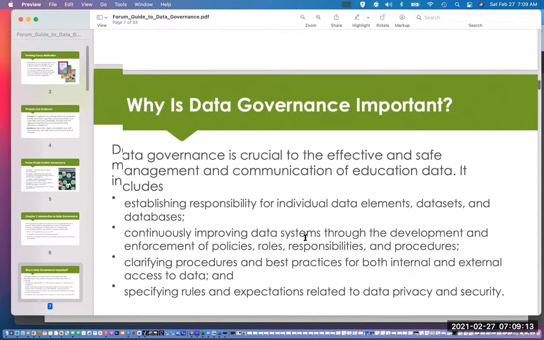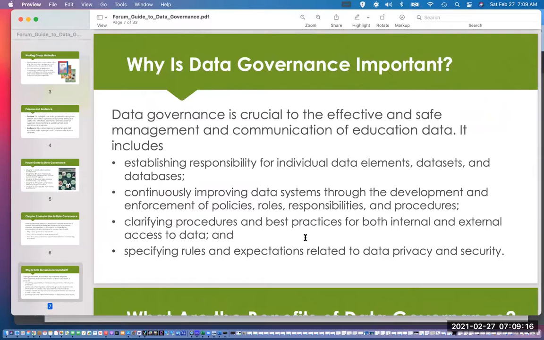Why is data governance important? Data governance is crucial to the effective and safe management and communication of education data. It includes establishing responsibility for individual data elements, datasets, and databases, continuously improving data systems through the development and enforcement of policies, roles, responsibilities, and procedures, clarifying procedures and best practices for both internal and external access to data, and specifying rules and expectations related to data privacy and security.